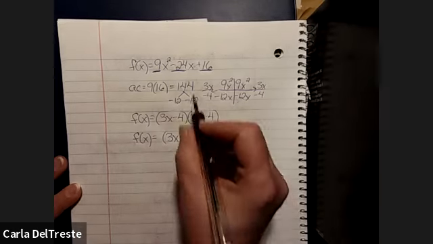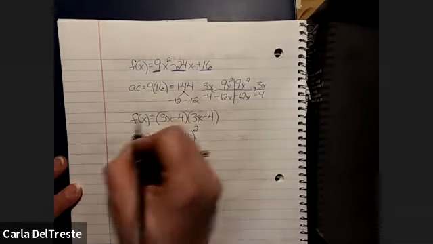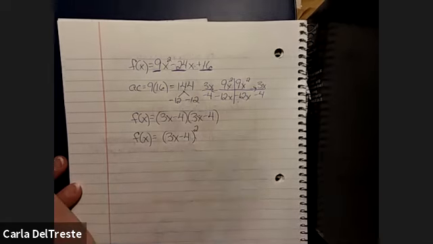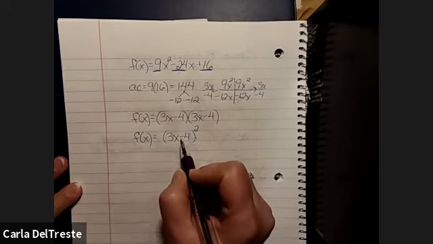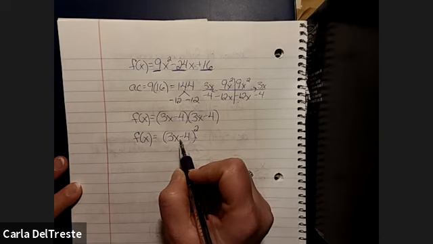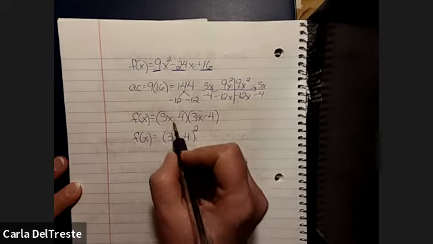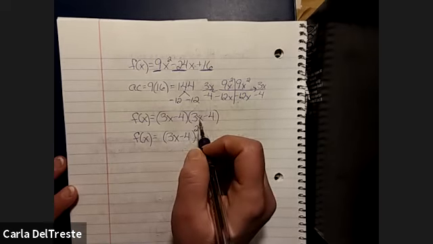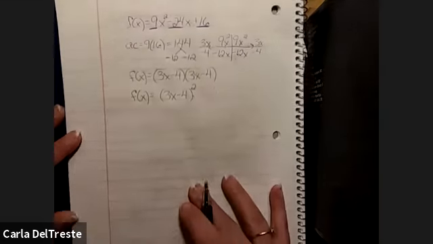So the reason that this is a pet peeve of mine is because if students start with this, they think that they can bring the power of 2 in. That is not an exponent rule. If you remember, exponent rules do not work over pluses and minuses. This 2 is not allowed to come in. You have to expand it out and write it as 3x minus 4 times 3x minus 4. Okay, so this is a big no-no.